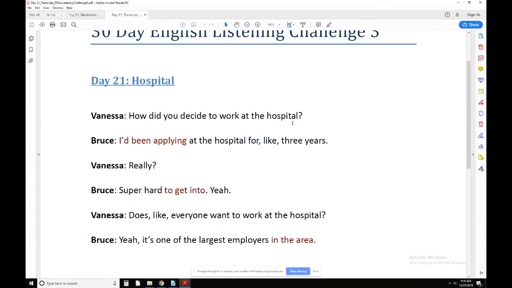Notice the pronunciation of this word, hospital. In American English, this T changes to a D. So I want you to say that correctly. Hospital, hospital. Repeat with me, hospital. Then Bruce said, I'd been applying at the hospital for like 3 years. A lot of you got that number correct, 3 years.